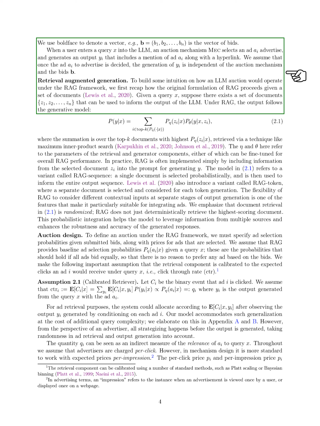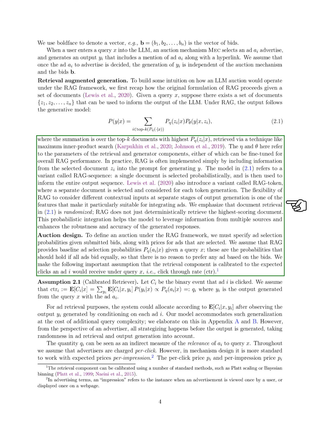Given a query, a set of documents can inform the output of the LLM. The output follows a generative model where the top documents with the highest relevance scores are considered. RAG can be fine-tuned for performance by adjusting parameters related to document retrieval and output generation.